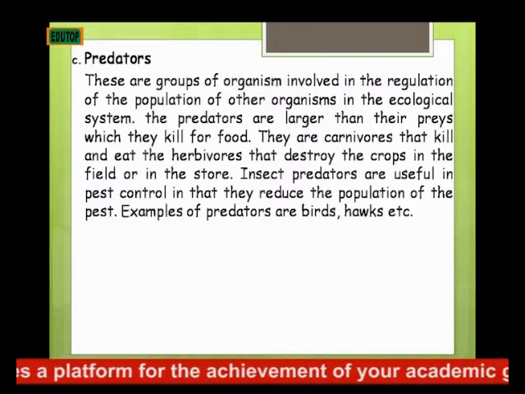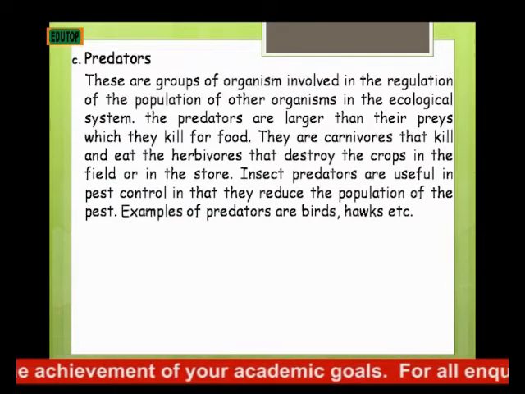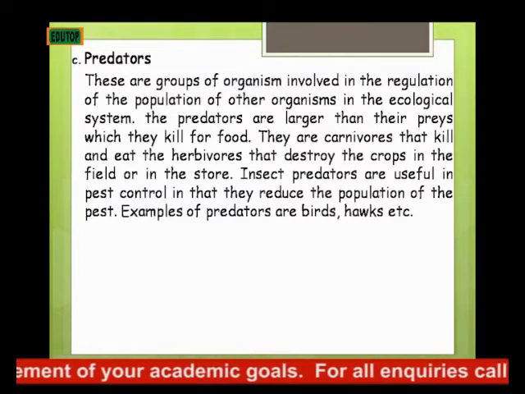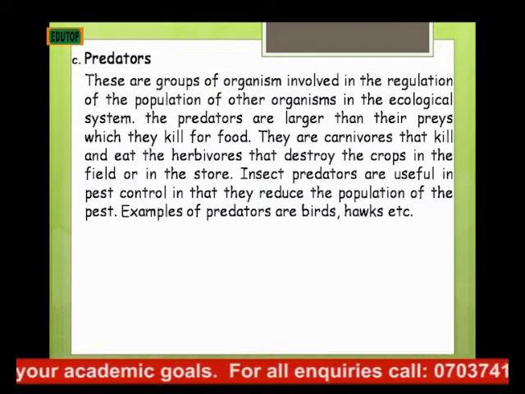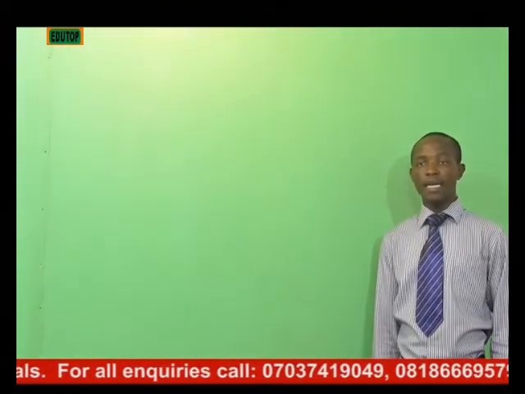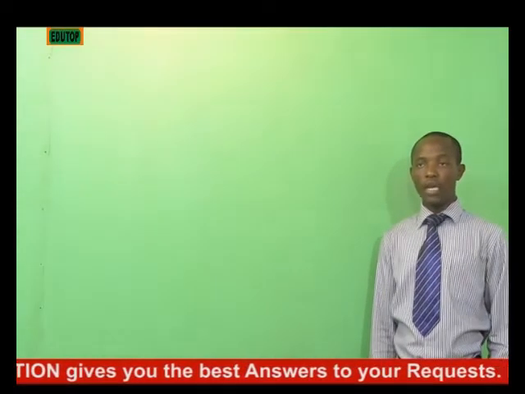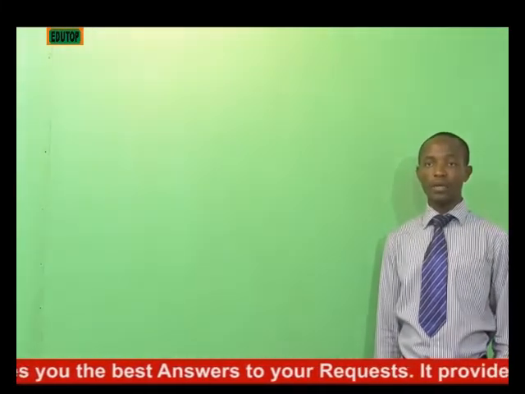Insect predators are useful in pest control in that they reduce the population of the pests. Examples of predators are birds, hawks. The hawks and the birds eat all these insects, while carnivores like lion, tiger, leopard feast on these lower animals, rodents that actually disturb the crops being planted on the field.